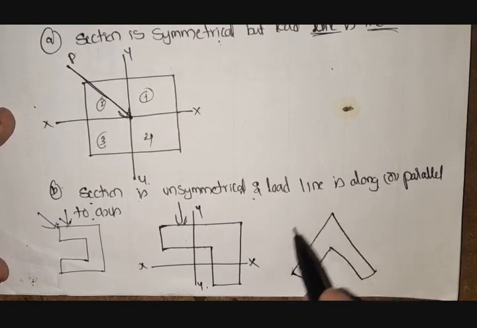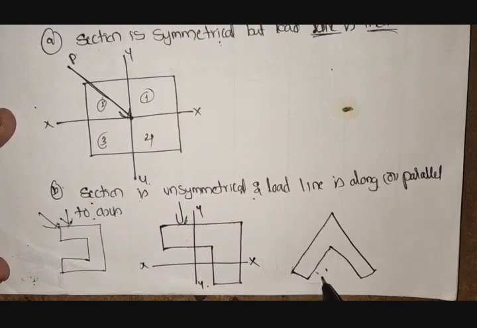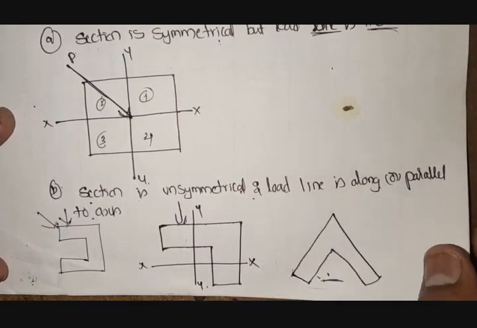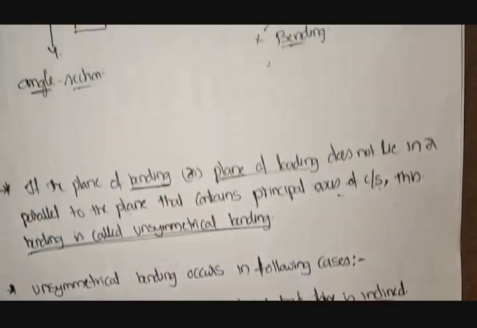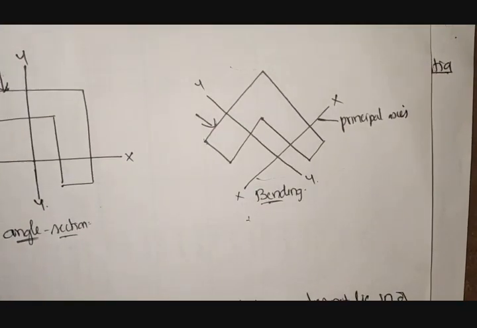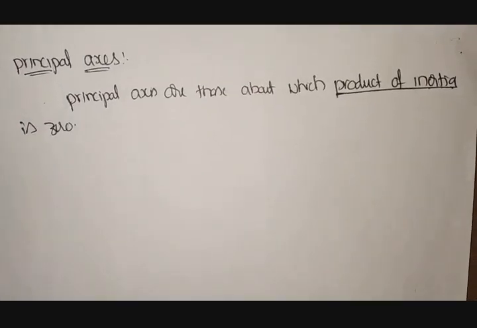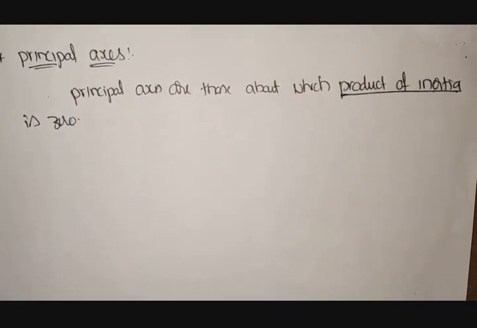These are then known as unsymmetrical bending. So these are the two cases we are going to have, and these two cases we have to discuss. Before going to that, we will discuss some basic terms. What is a principal axis? First we have to know what a principal axis is.